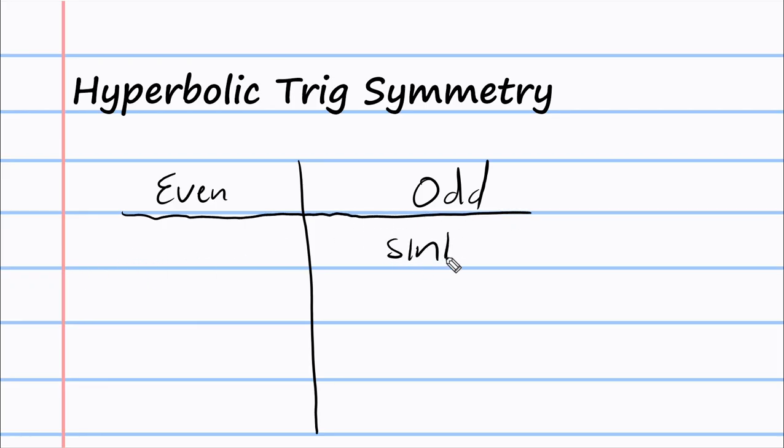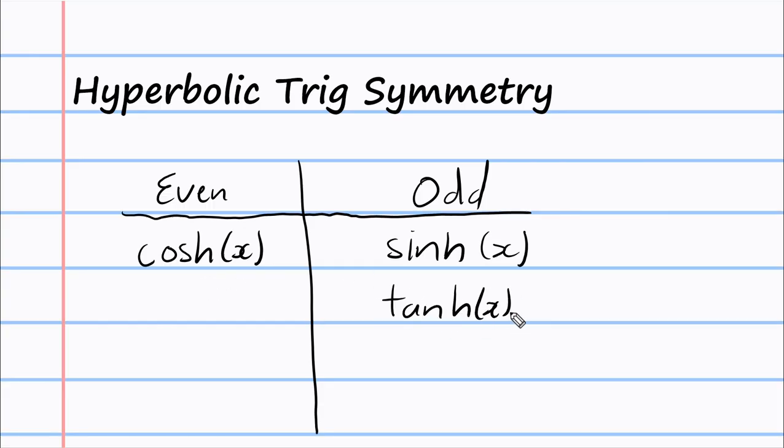Sinh x is an odd function, the same way sine of x is an odd function. Cosh x is an even function, the same way cosine x is an even function. Tanh x is an odd function, the same way tangent x is an odd function.